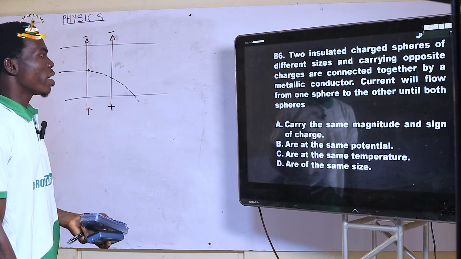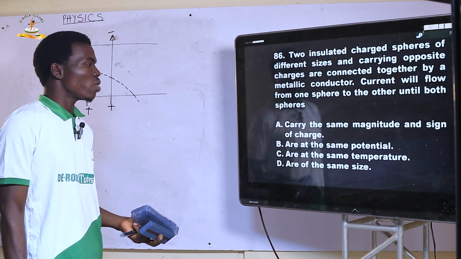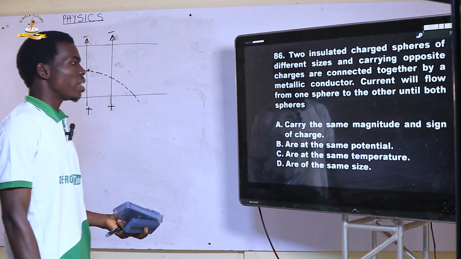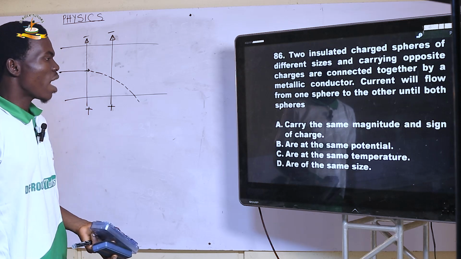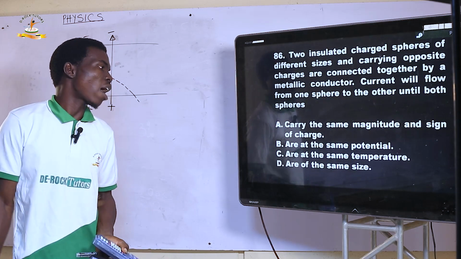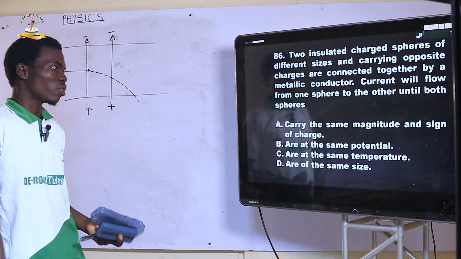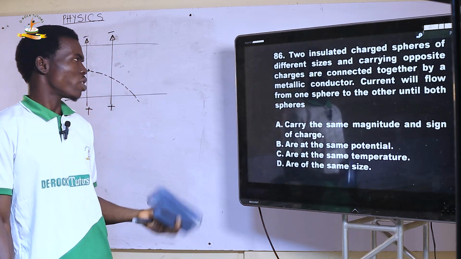All right. So A, carry the same magnitude and sign of charge. B, are the same potential. C, are the same temperature. D, are of the same size. So the correct option is what? Are of the same potential.